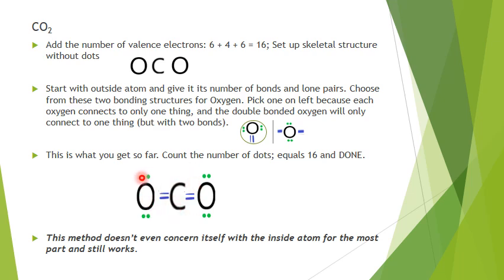So what you do now is count up the number of dots. 1, 2, 3, 4, 2, 4, 6, 8, 10, 12, 14, 16. And look at that. You're done. And that's what you got from before. So with this method, you don't even have to worry about the center atom. All you do is figure out the outside atoms, and there's a reason for this. Anything you're missing, you just put it in, you fill it, and take care of it at the end.